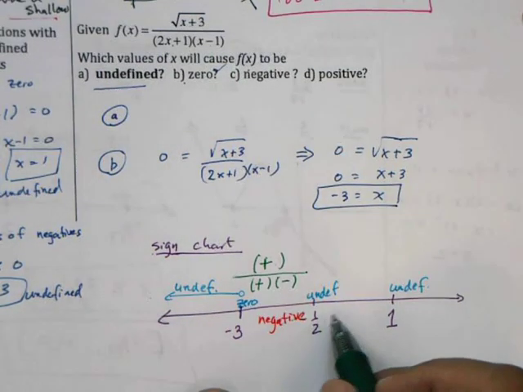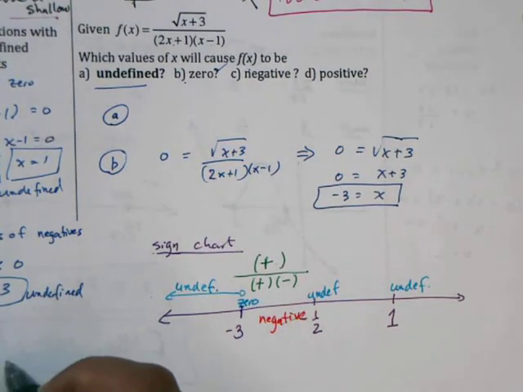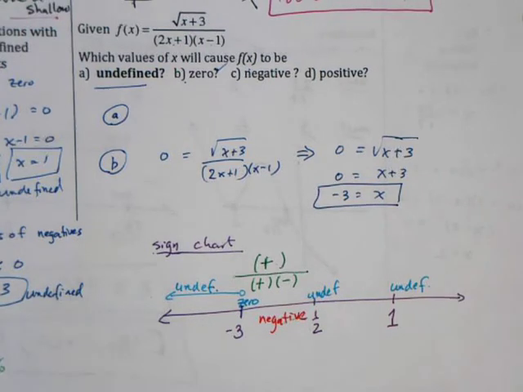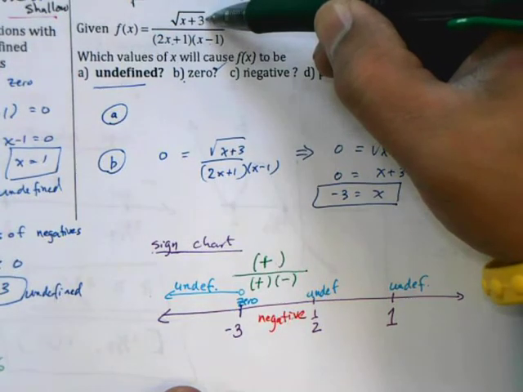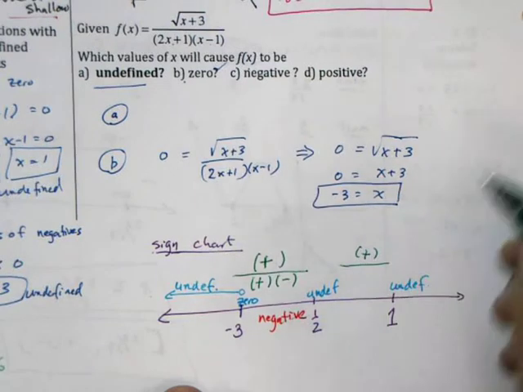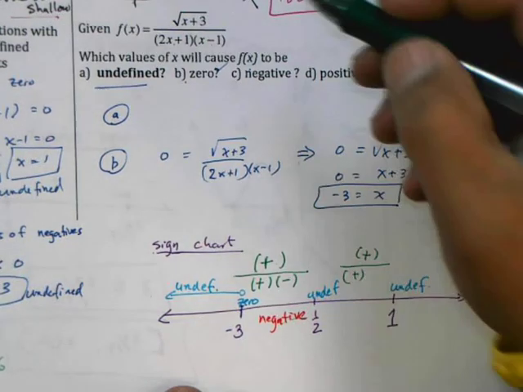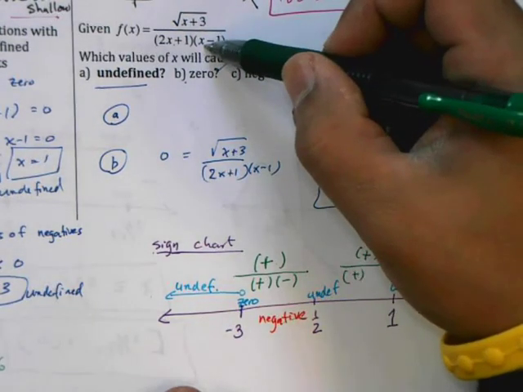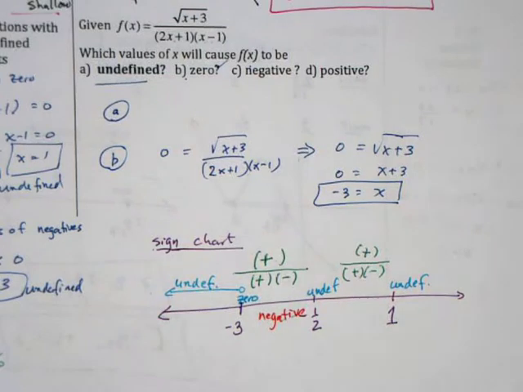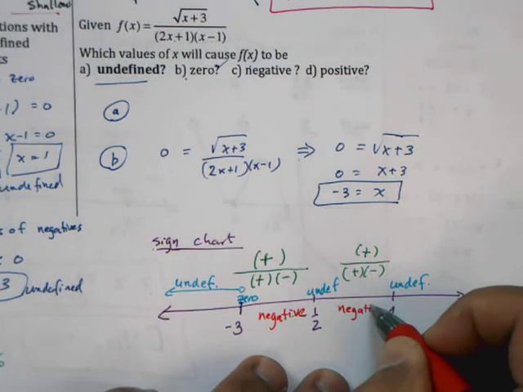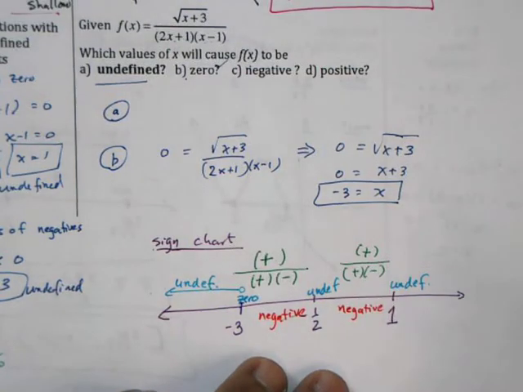What about between negative 1/2 and 1? Let's pick a number like 0.6. If I put 0.6 in, I get the square root of 3.6, a positive number on top. In the first factor of the denominator I get a positive number, and 0.6 minus 1 is a negative number. So I have positive, positive, negative. Just think about it: a positive divided by a positive divided by a negative gives a negative answer.